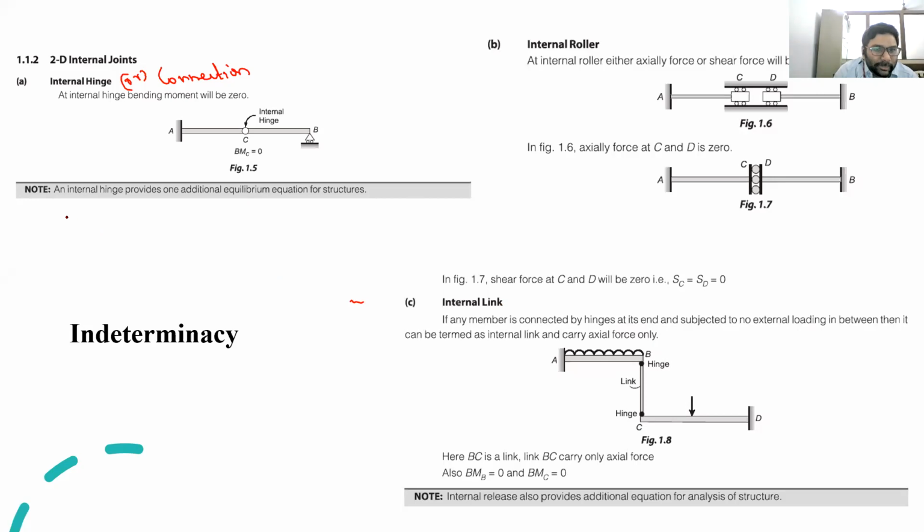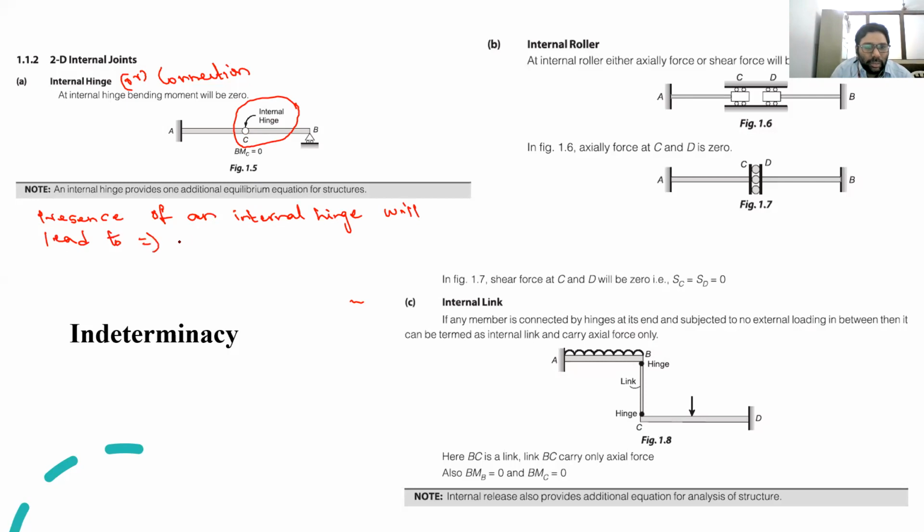So what does that mean? I'll write it here. Presence of hinge, and it is represented like this. All of you can see on the screen, it is represented like a small dot at the center. Presence of an internal hinge will lead to moment is equal to zero. That means the bending moment at point C is equal to zero.